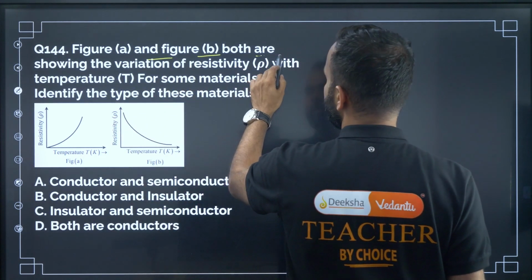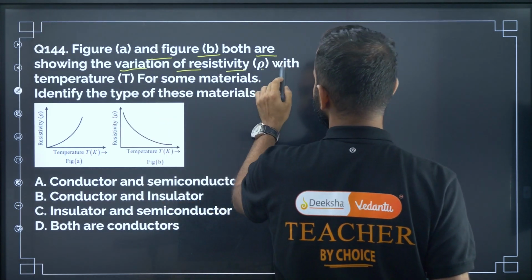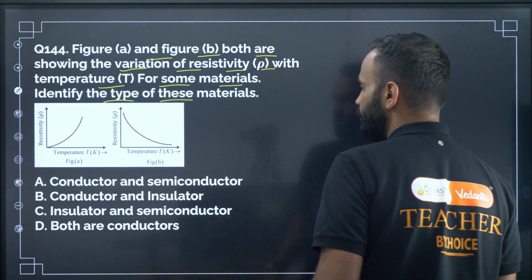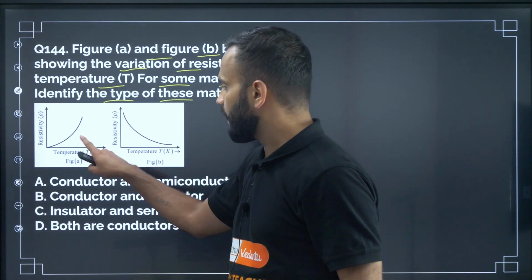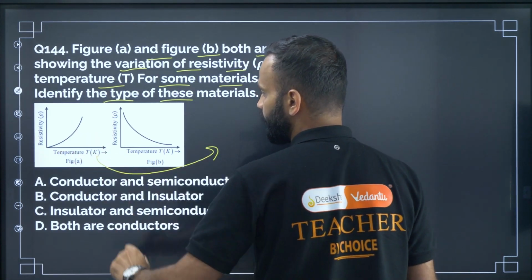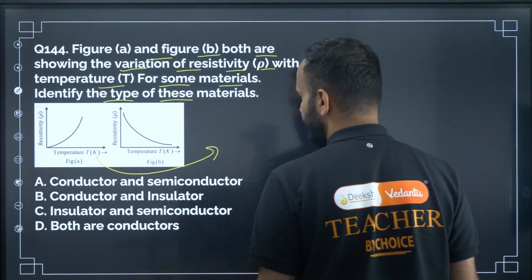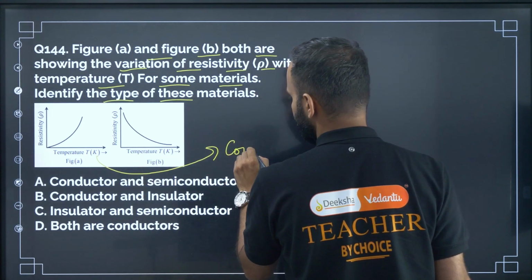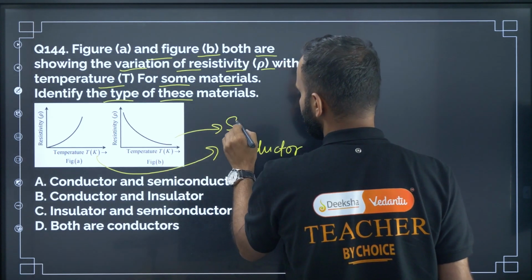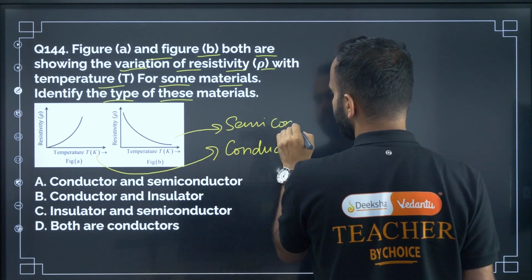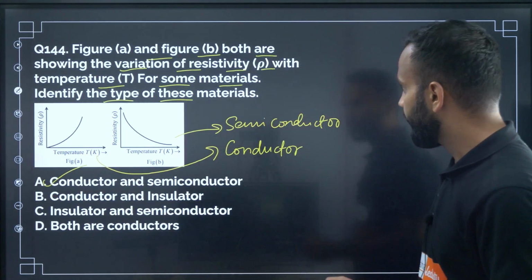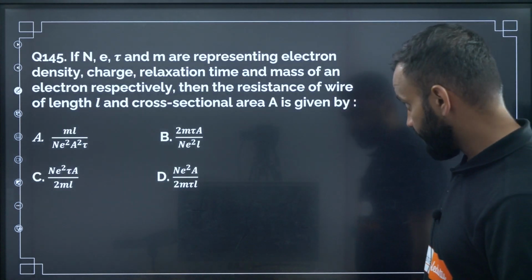Figure A and figure B both are showing the variation of resistivity rho with temperature T for some materials. Identify the type of these materials. Okay, so two graphs are given, right? So the first graph of resistivity versus temperature is for a conductor, okay, and the second graph is for a semiconductor, okay, semiconductor. So the correct option is A, okay.